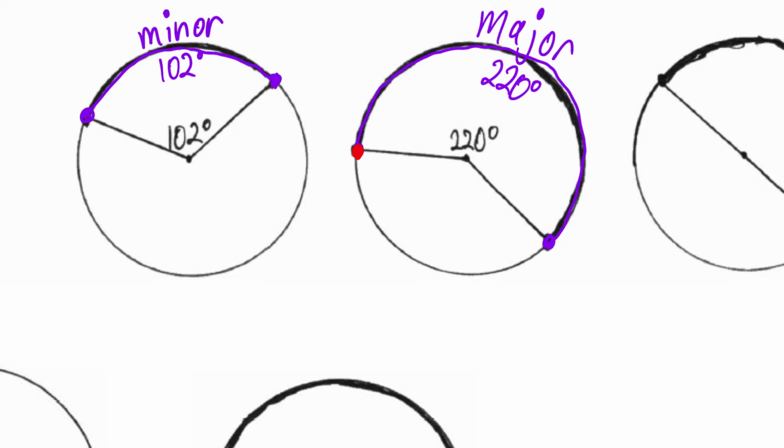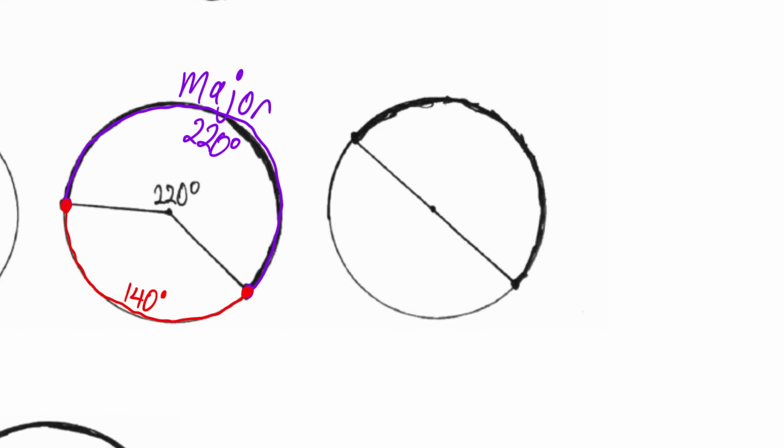Always moving numbers wrong. Okay, it didn't ask for it, but I want to ask, how many degrees would this arc be on this one? 140. Okay? Why? Because they add up to 360. Add up to 360. Exactly.